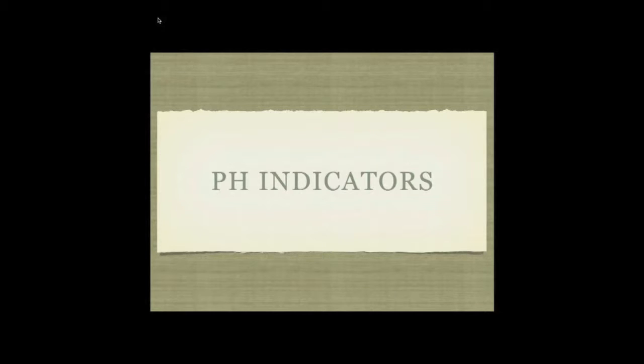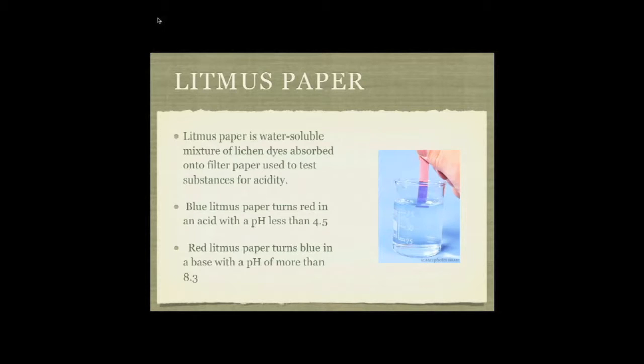To measure the pH of a substance, pH indicators are often used. One example of a pH indicator is litmus paper. Litmus paper is a water-soluble mixture of lichen dyes absorbed onto filter paper used to test substances for acidity. Blue litmus paper turns red in an acid with a pH less than 4.5. Red litmus paper turns blue in a base with a pH of more than 8.3.